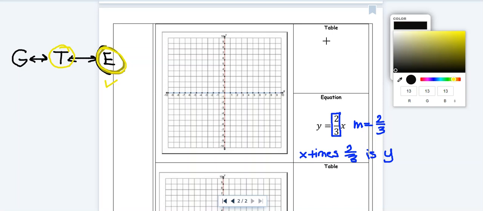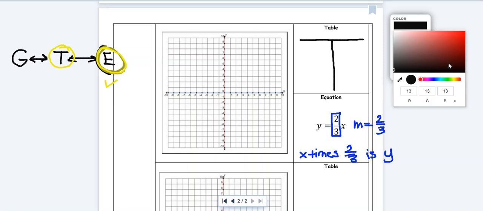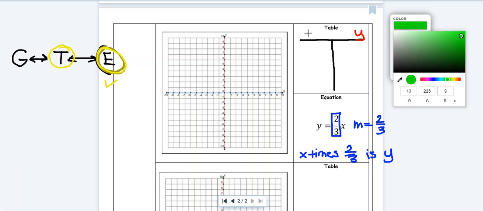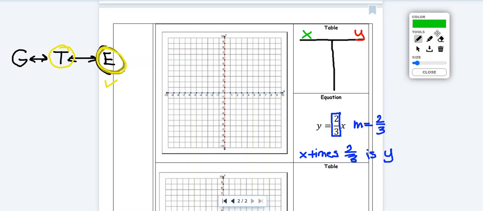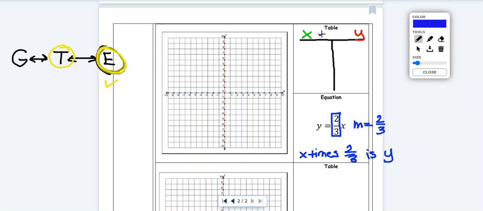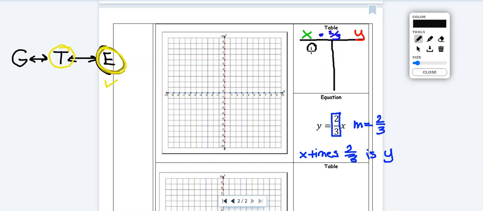Okay, we draw our t. So we have an x and a y on either side. And we know that the relationship is going to be to multiply by 2/3. So to go from x to y, it's times 2/3. So a good first number we said was always 0. Anything times 0, 0 times 2/3 is still going to be 0. It's a proportional relationship, so it goes through the point 0, 0.